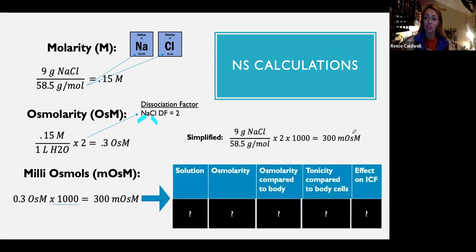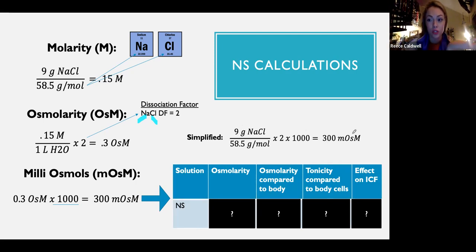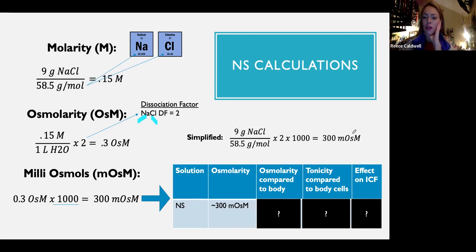So let's go ahead and start on the worksheet. This is going to be the first column of that chart. The solution we're working with is normal saline, that's a given. And we just solved for the osmolarity, which was about 300 milliosmoles. If you use this simplified equation, you would get about 307. As long as it's not greater or less than about 20 to 30 milliosmoles, it's not going to have a huge effect on that number, so we can just round it to around 300 milliosmoles.